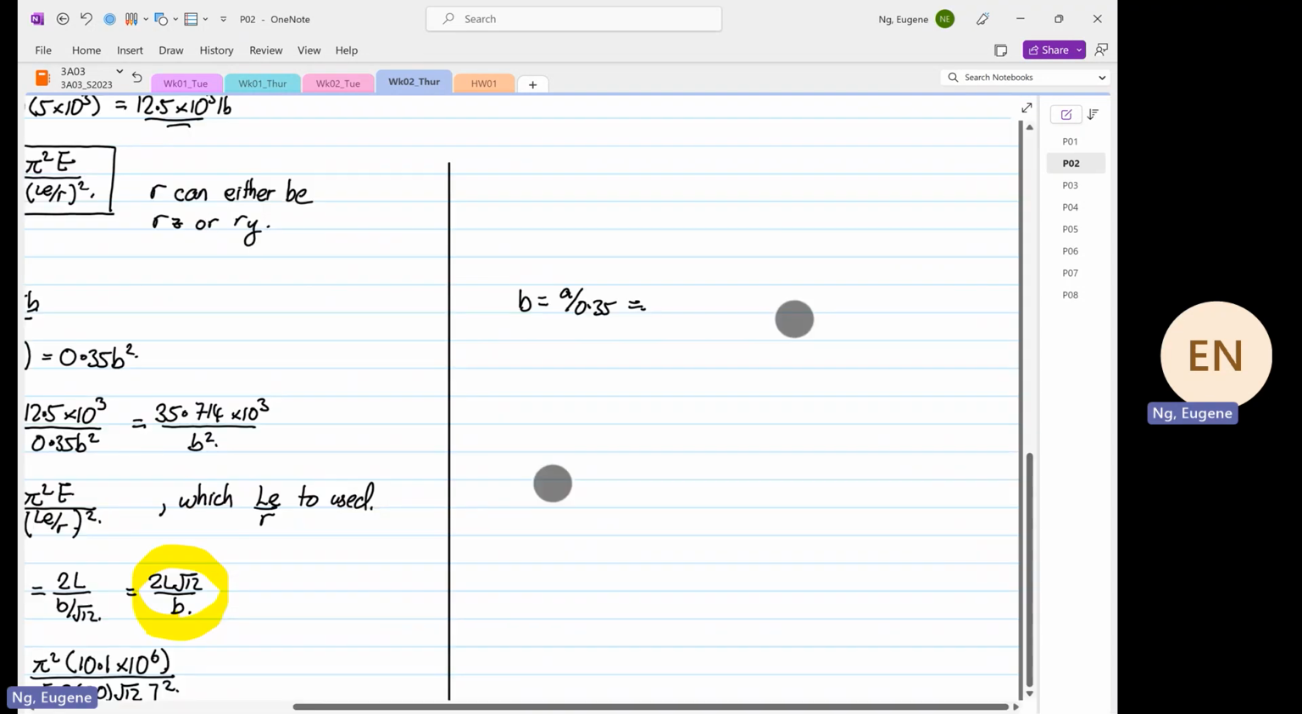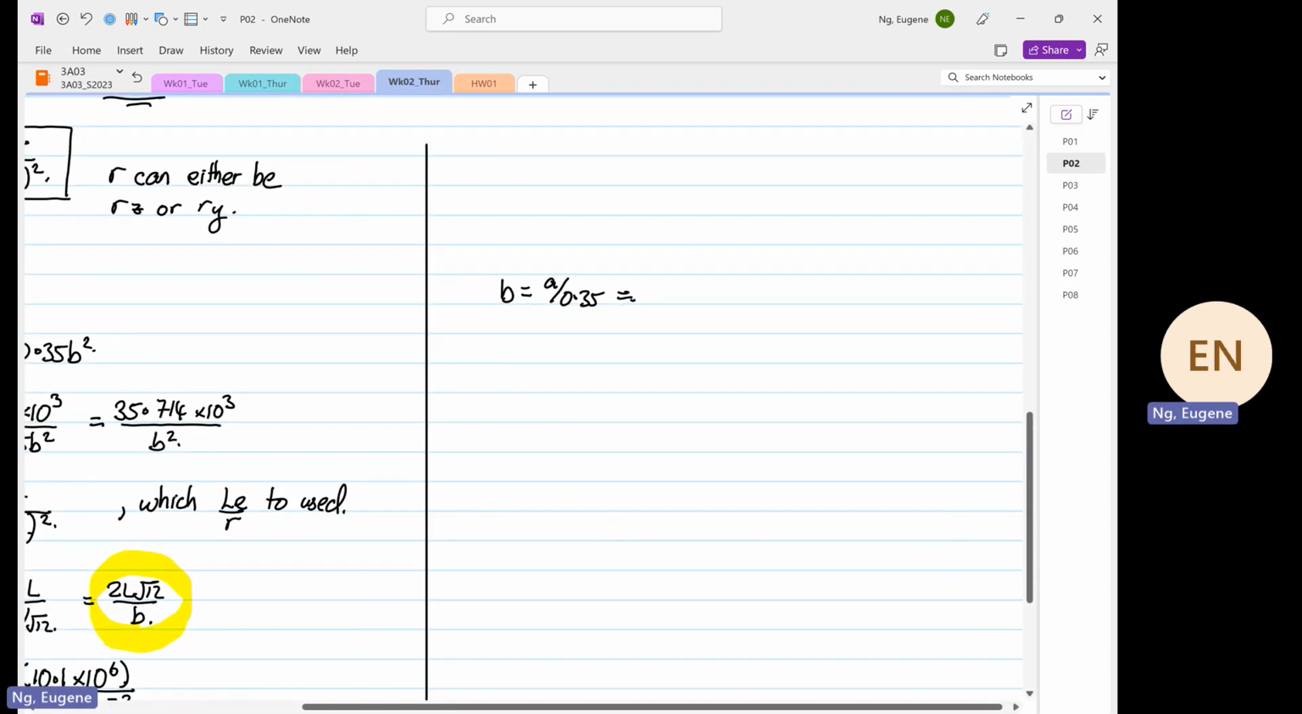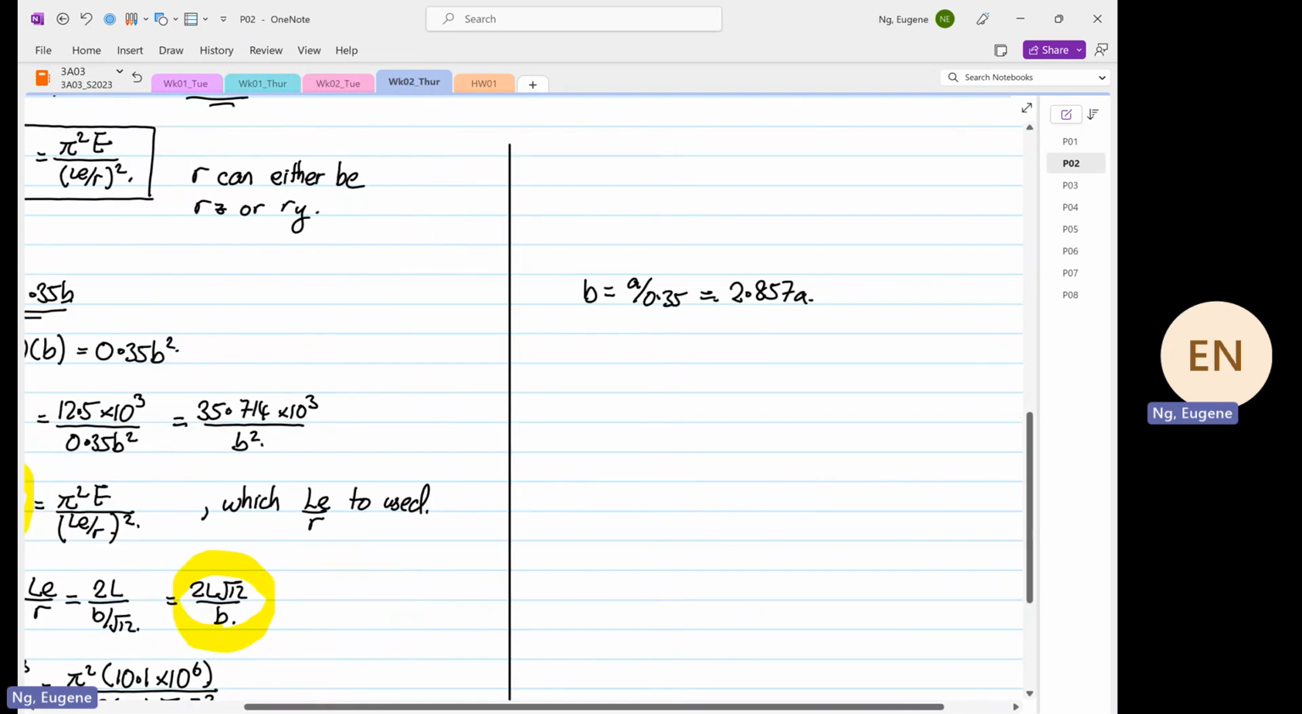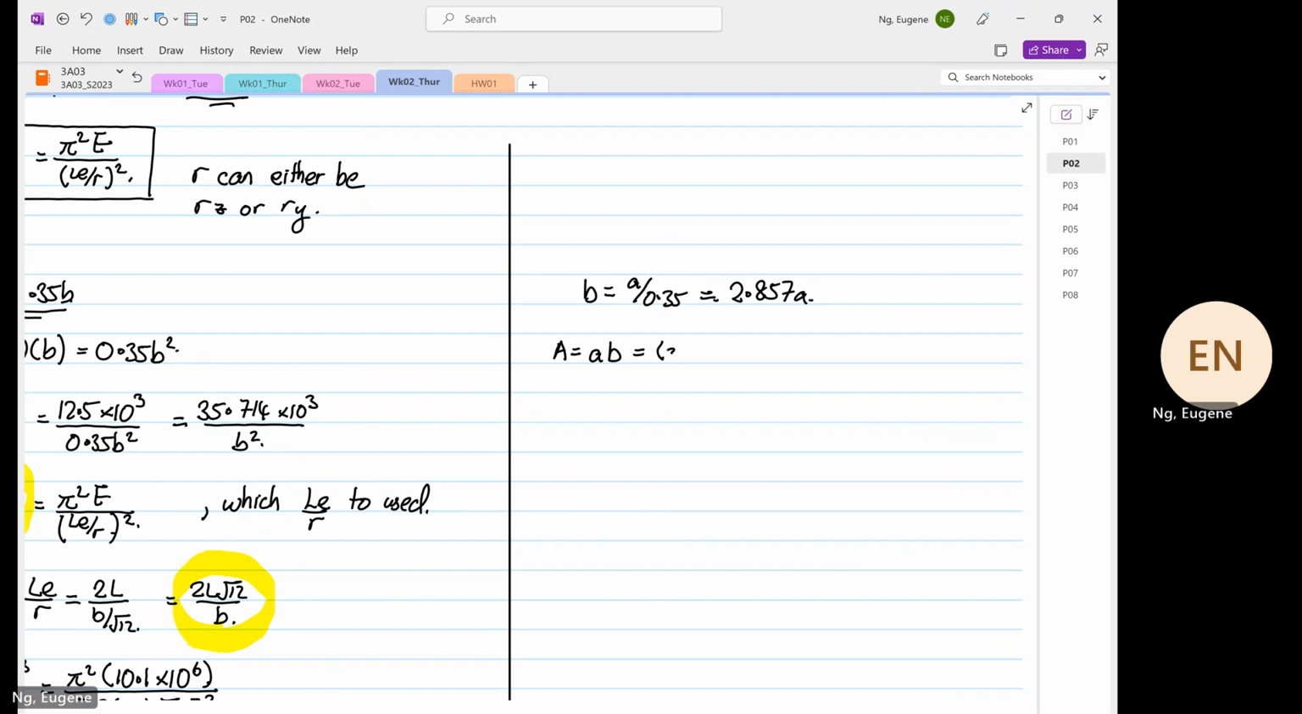Now we are going to use 1 divided by 0.35 is equal to 2.857, so B is 2.857A. So what if now we were to use this relationship? When we calculate our critical stress, our area will be equal to A times B, and this will be equal to A multiplied by 2.857A, which is 2.857A squared.